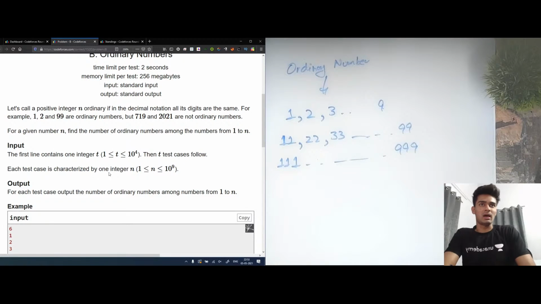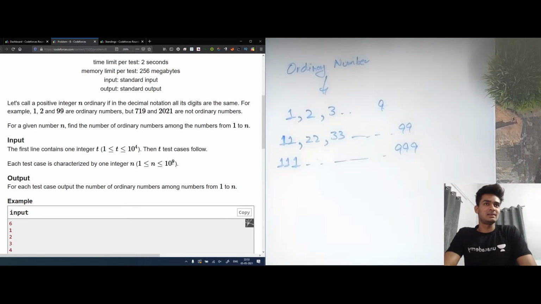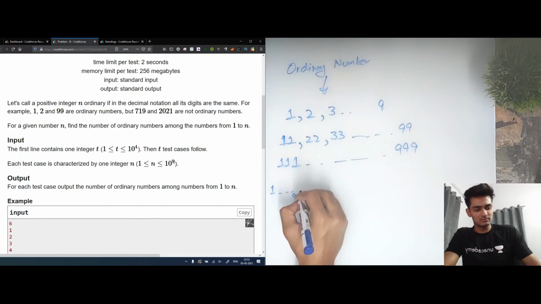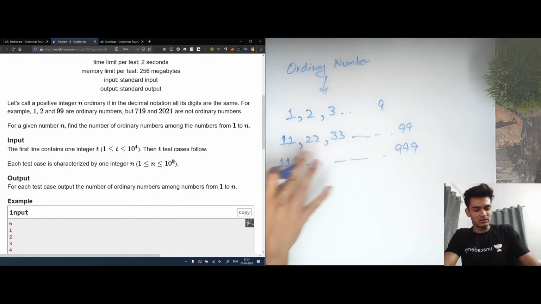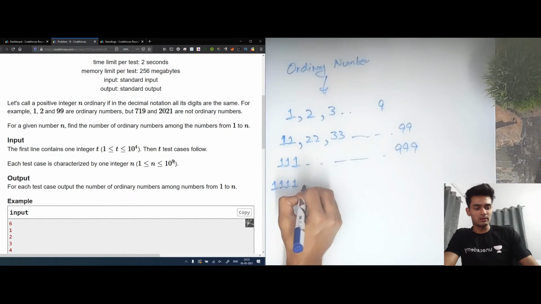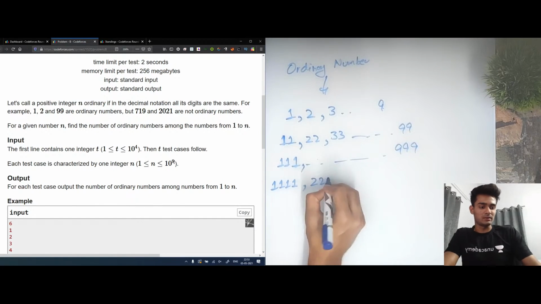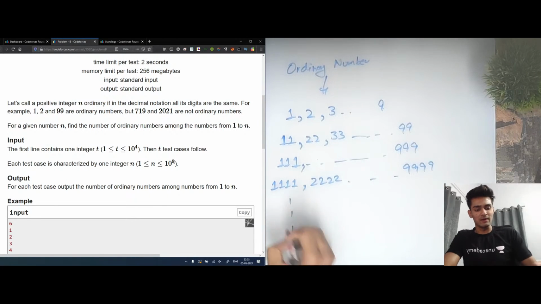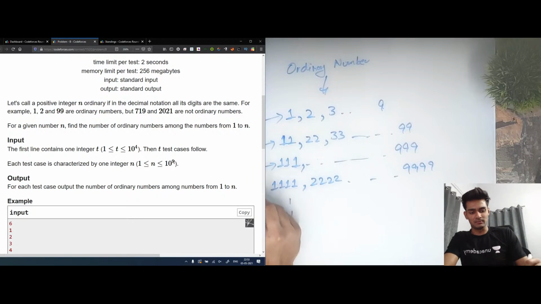And the last one, so as you can see that n is actually less than 10 to the power 9. So the last one will be this 9 times. I don't know how to write this, so let's just skip this. So basically the next one will be 4 times 1, then we'll have 4 times 2, and so on till 4 times 9. And similarly, we'll actually have 9 such arrays, if you see.